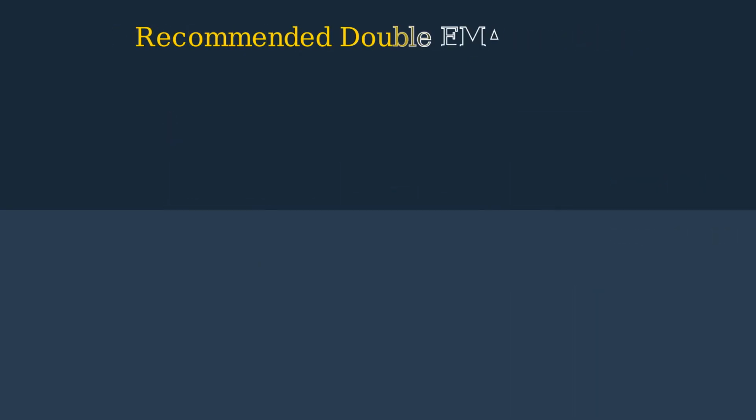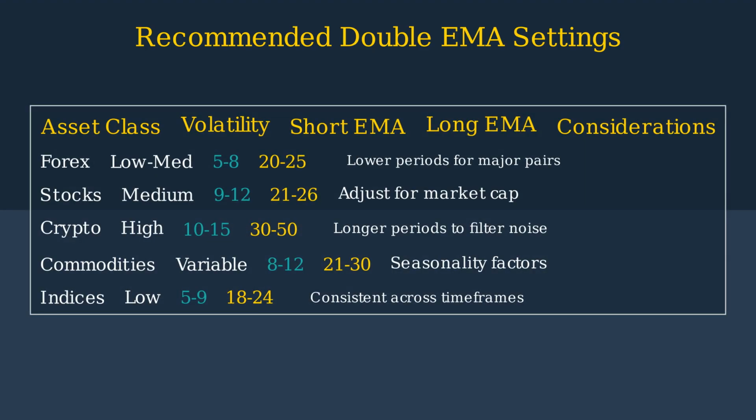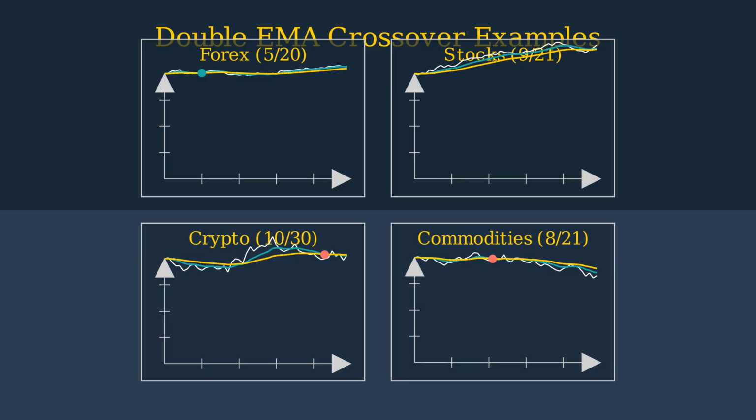Here's a summary of recommended double EMA settings across different asset classes. Note how the periods increase with volatility. Let's look at double EMA crossover examples for different asset classes. Notice how the optimal settings vary based on the asset's volatility profile.